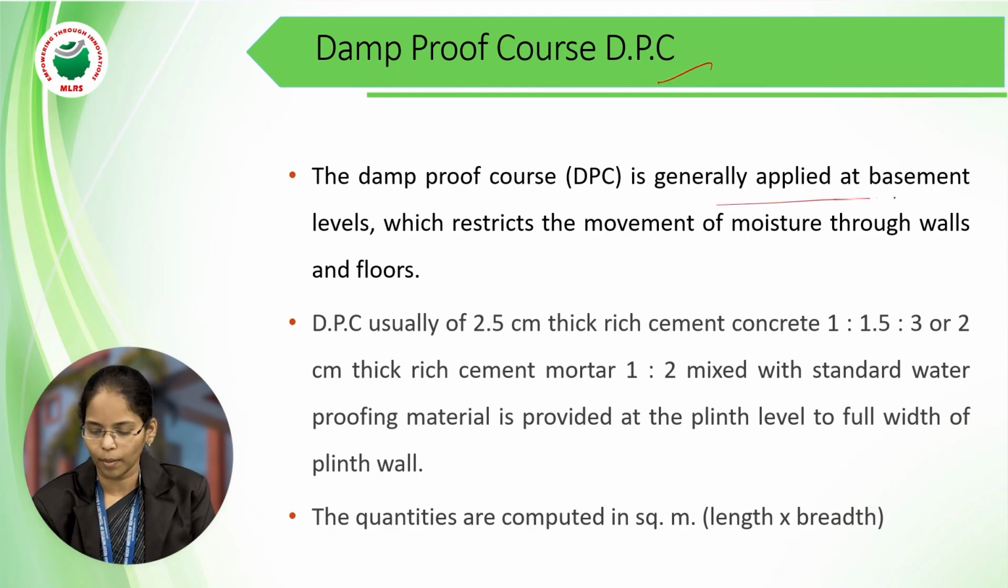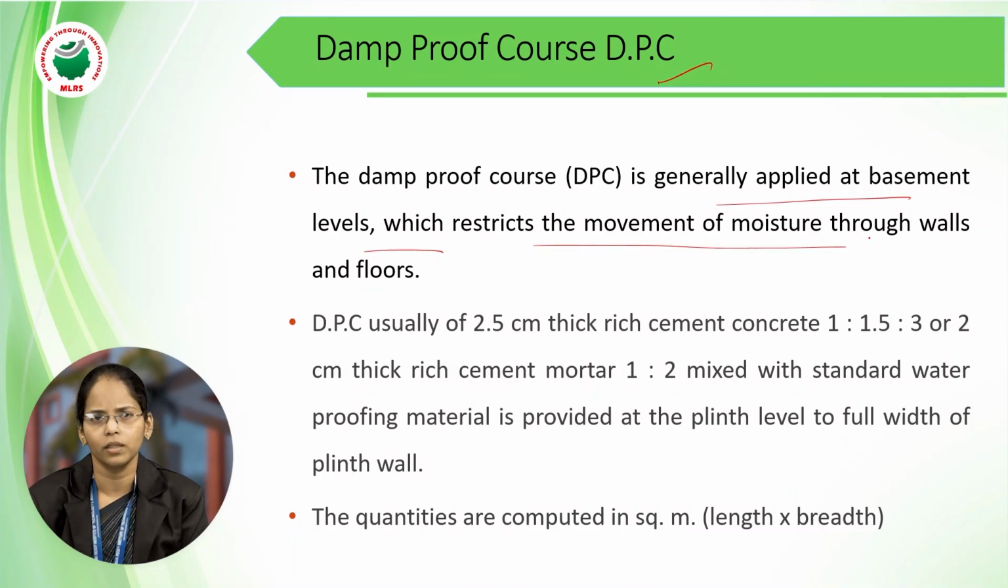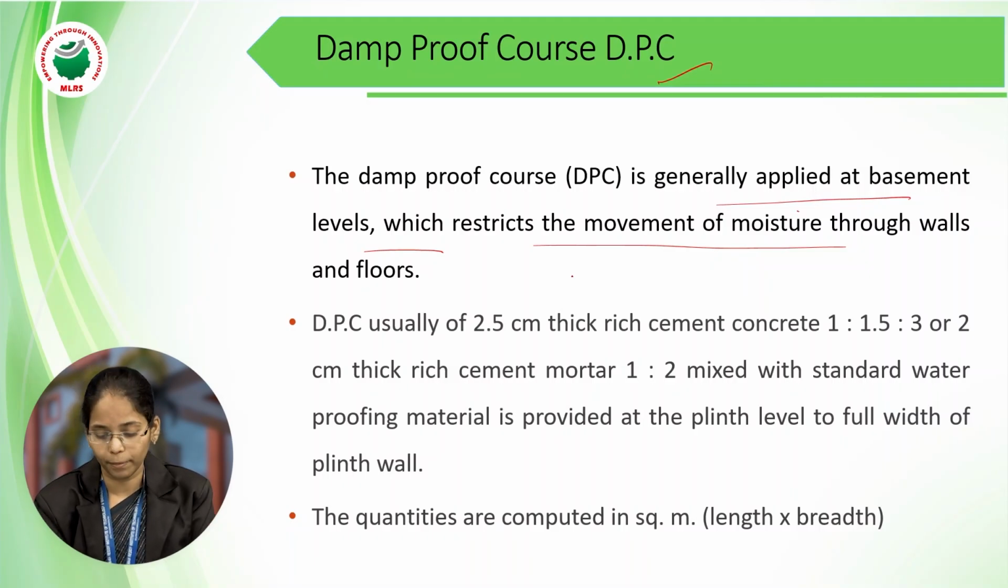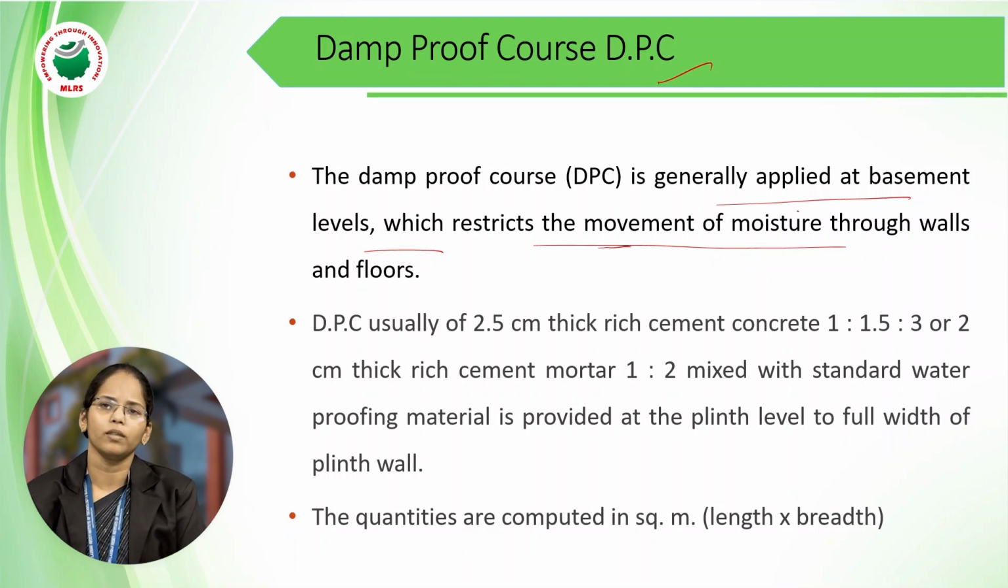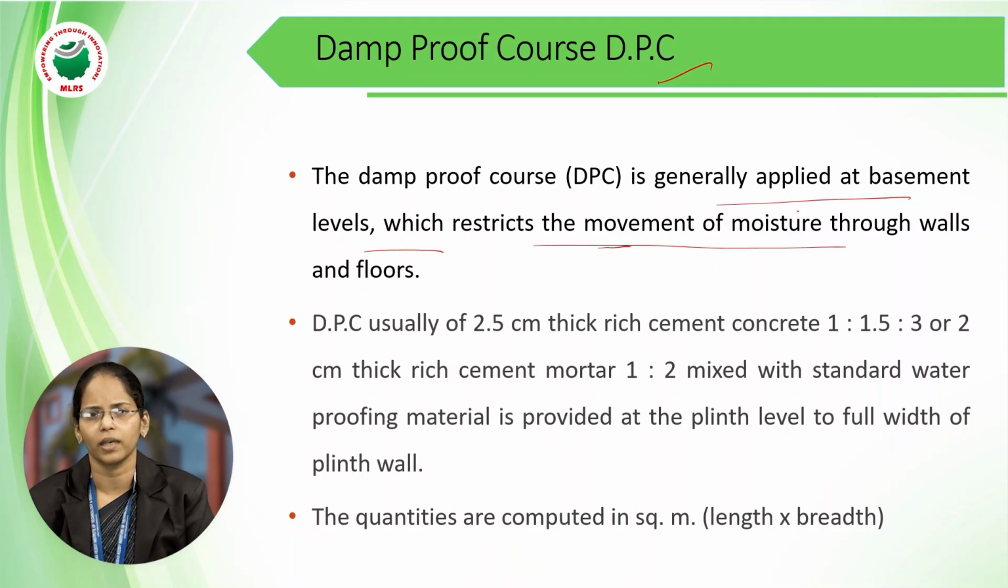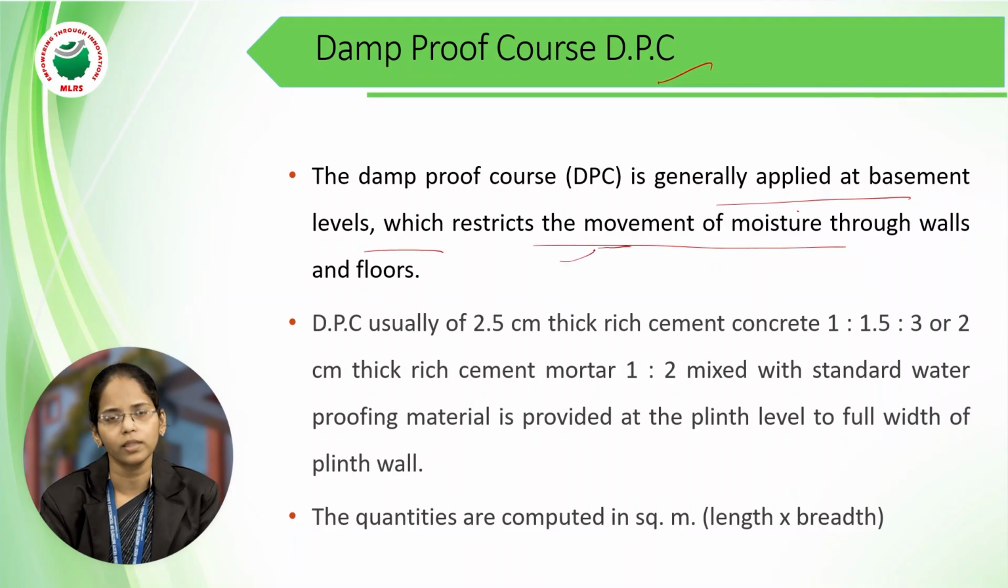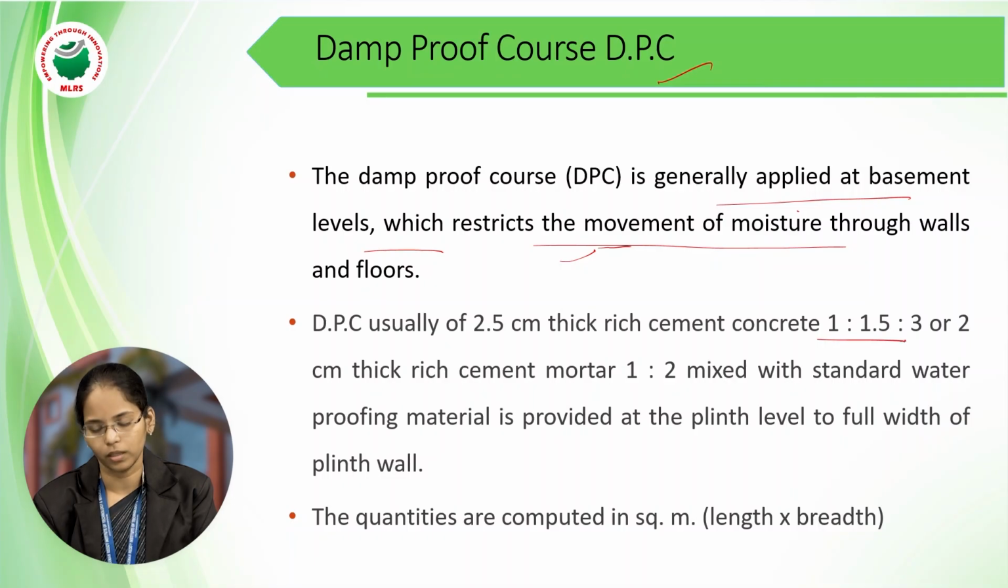This damp proof course is generally applied at basement levels, which restricts the movement of moisture through walls and floors. So after the ground floor, we'll lay some damp proof course. Why? To restrict the movement of moisture. If moisture comes into the structure, some segregation or bleeding and other problems will occur. To restrict all this, we need damp proof course, and it is a concrete mix of 1:1.5:3, 2 centimeter thick, or a 1:2 mix ratio, with standard water mix, provided at plinth level.